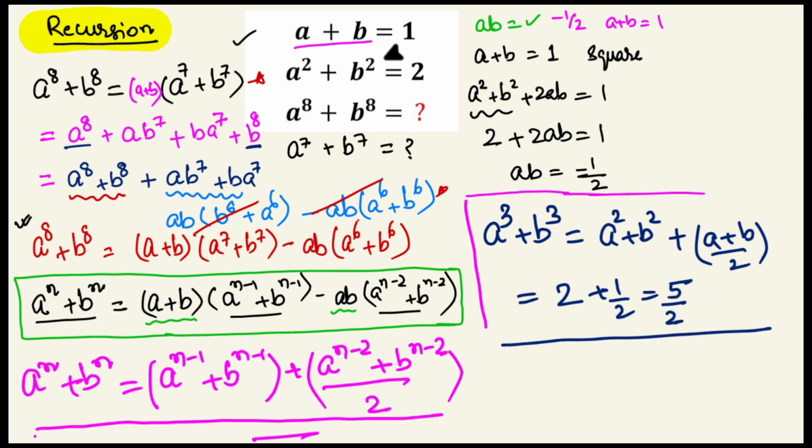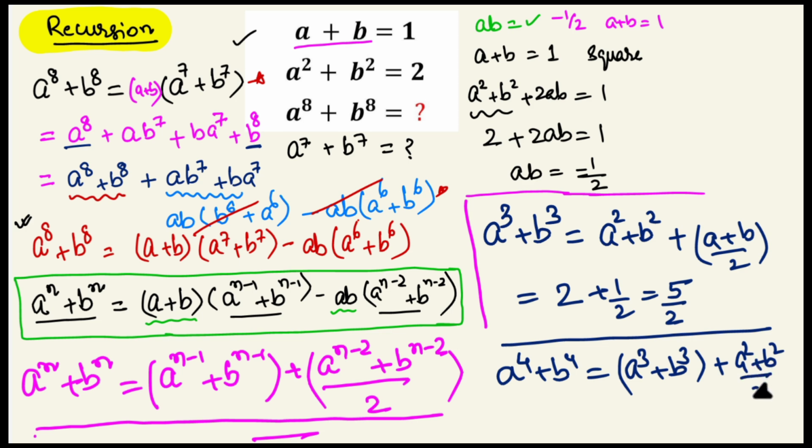Now we know the value of a cube plus b cube also. Now let's find the value of a4 plus b4. This will be what? a cube plus b cube plus a square plus b square by 2, using the same relationship. So this will be equal to what? a cube plus b cube we have already calculated, 5 by 2, plus a square plus b square is 2, so 2 upon 2, which is 1. This becomes 7 by 2. So we are simply calculating the next terms. It's very easy now.